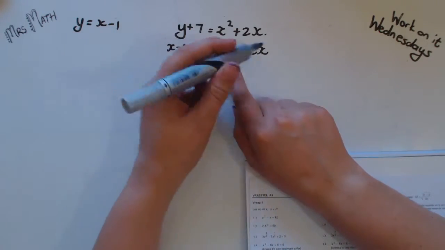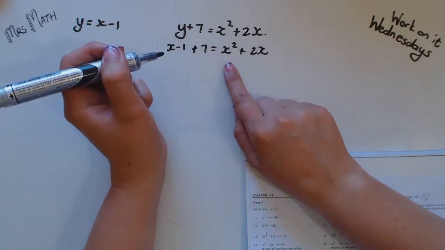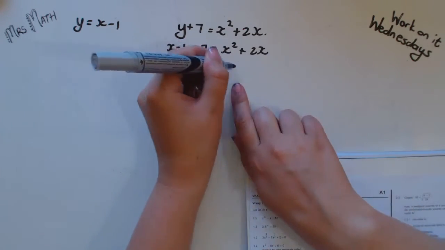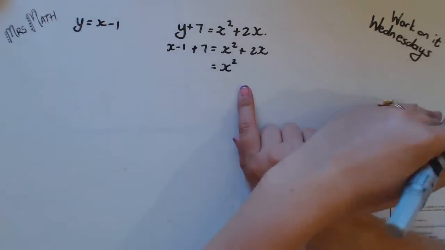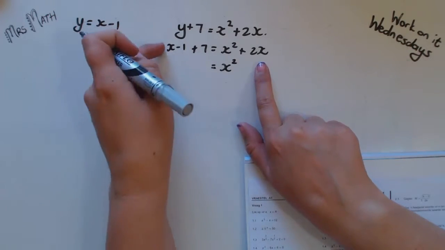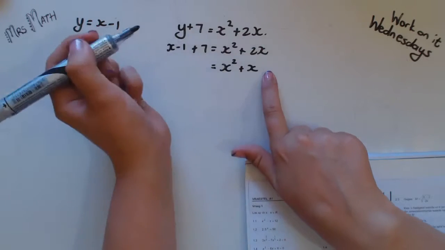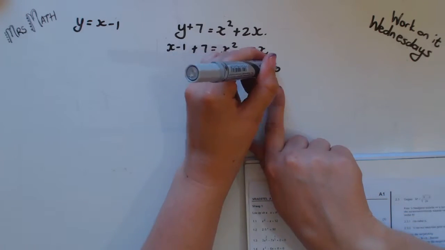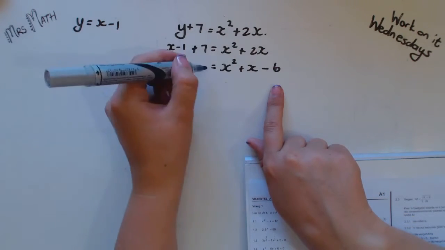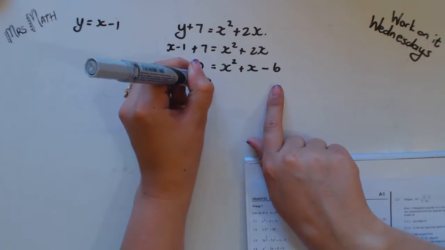So this is quadratic. Since I've got x squared positive on this side, I prefer to just get everything to this side. So 2x minus x is just x. And then minus 7 plus 1 is minus 6. And I'm going to factorize this.